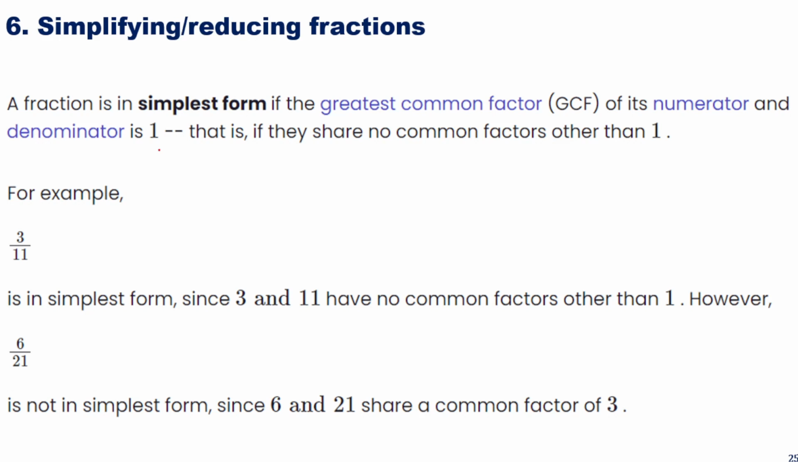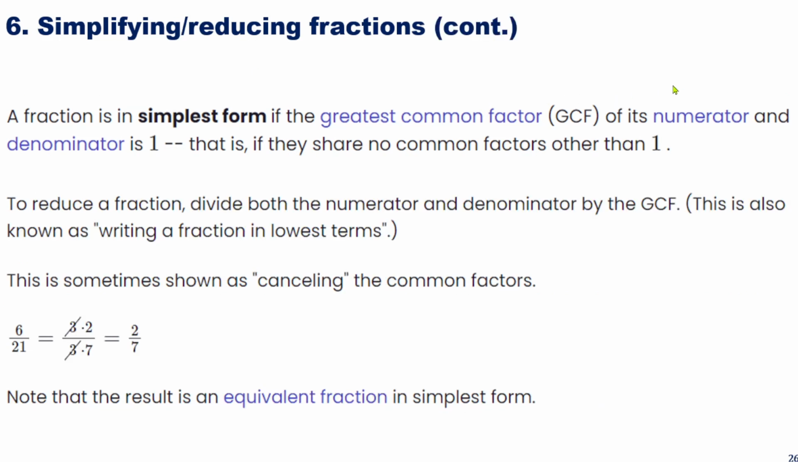So sometimes we can reduce or simplify a fraction, right? Very straightforward concept. A fraction is in its simplest form if the greatest common factor of its numerator and denominator is 1; we have already talked about this, right? And next, let's have a look at how to reduce the fraction. To reduce the fraction, divide both the numerator and denominator by the GCF. This is also known as writing a fraction in lowest terms. This is sometimes shown as canceling the common factors.